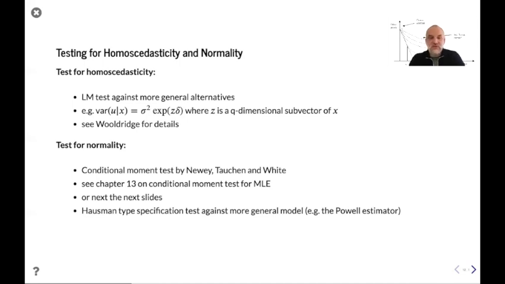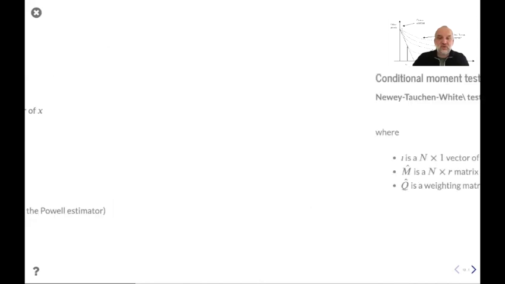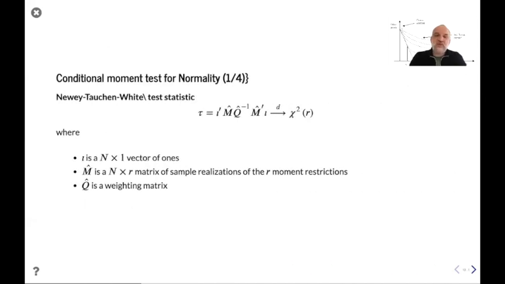But you can also try to estimate the model under more general alternatives. For example, the Powell estimator, or the censored least absolute deviation estimator, does not assume normality. We can look at that after this conditional moment test. So that's three slides. If you totally zone out and don't get it, at least there's an end after these four slides.